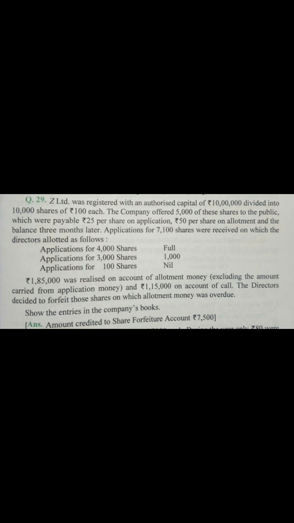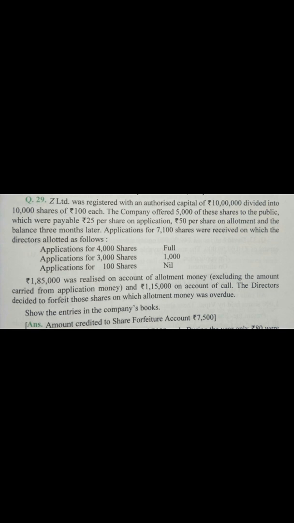The company offered 5,000 of these shares to the public. That means out of 10,000 shares, the company has issued 5,000 shares to the public at the face value of 100 rupees each of the share. So the company offered 5,000 and these are to be payable 25 rupees at the time of application, 50 rupees per share on allotment, and the balance 3 months later. That means the remaining one, it becomes 25 rupees, which has to be paid after 3 months at the time of first call.